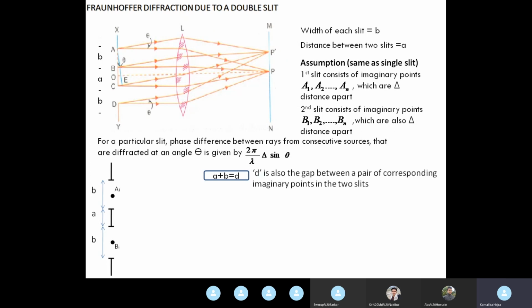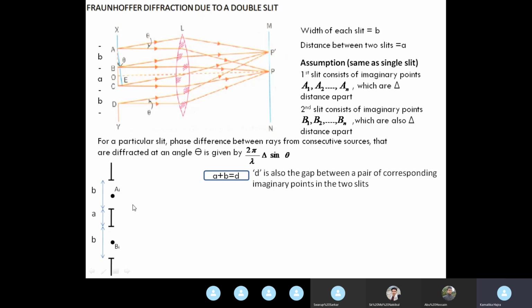Now you must also realize that this D is also the gap between a pair of corresponding imaginary points in the two slits. So D is also the distance between AI and BI. I hope all of you realize that. Okay, this A remains common. So this would be the entire B minus the upper portion, and this would be the entire small b minus the lower portion, since AI and BI are corresponding pair of points. Therefore, that would give me B, so that this entire distance is A plus B.